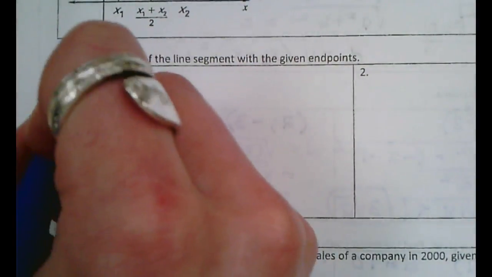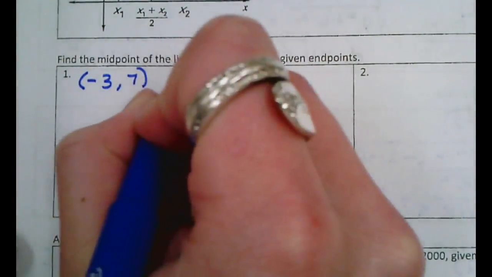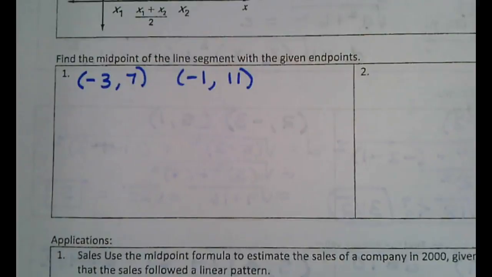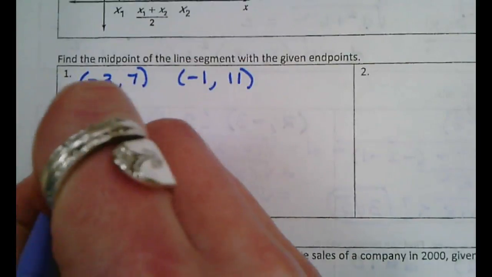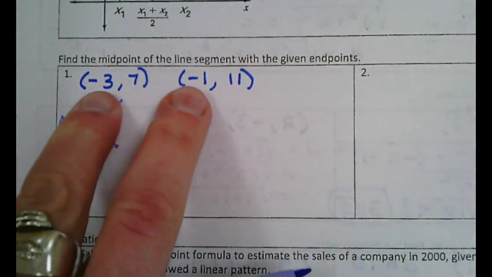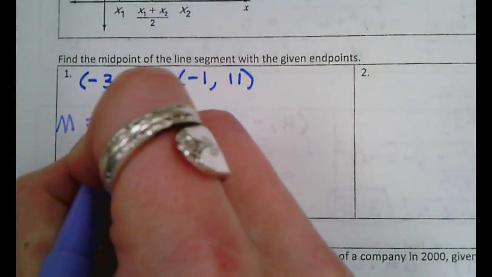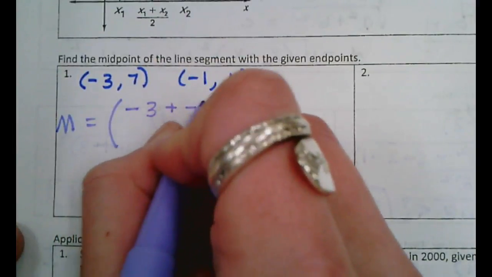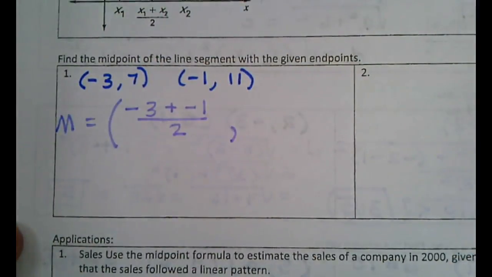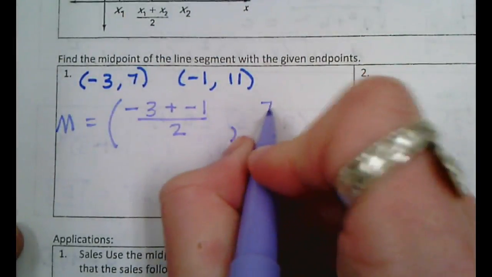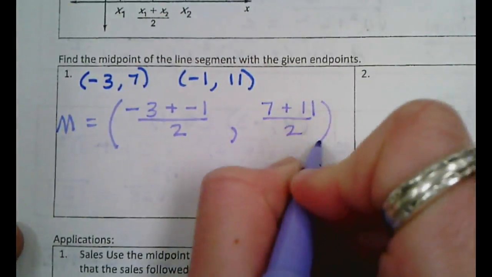So the first problem, for example, is -3, 7, and -1, 11. We are finding the midpoints of the line segments between the given endpoints. So I'm just going to put here my midpoint is equal to, and I'm going to first take my x values and add them together and divide by 2 to find the average. Please show your work. -3 plus -1 divided by 2. My y value will also be the average, but this time of the y values. 7 plus 11 divided by 2.